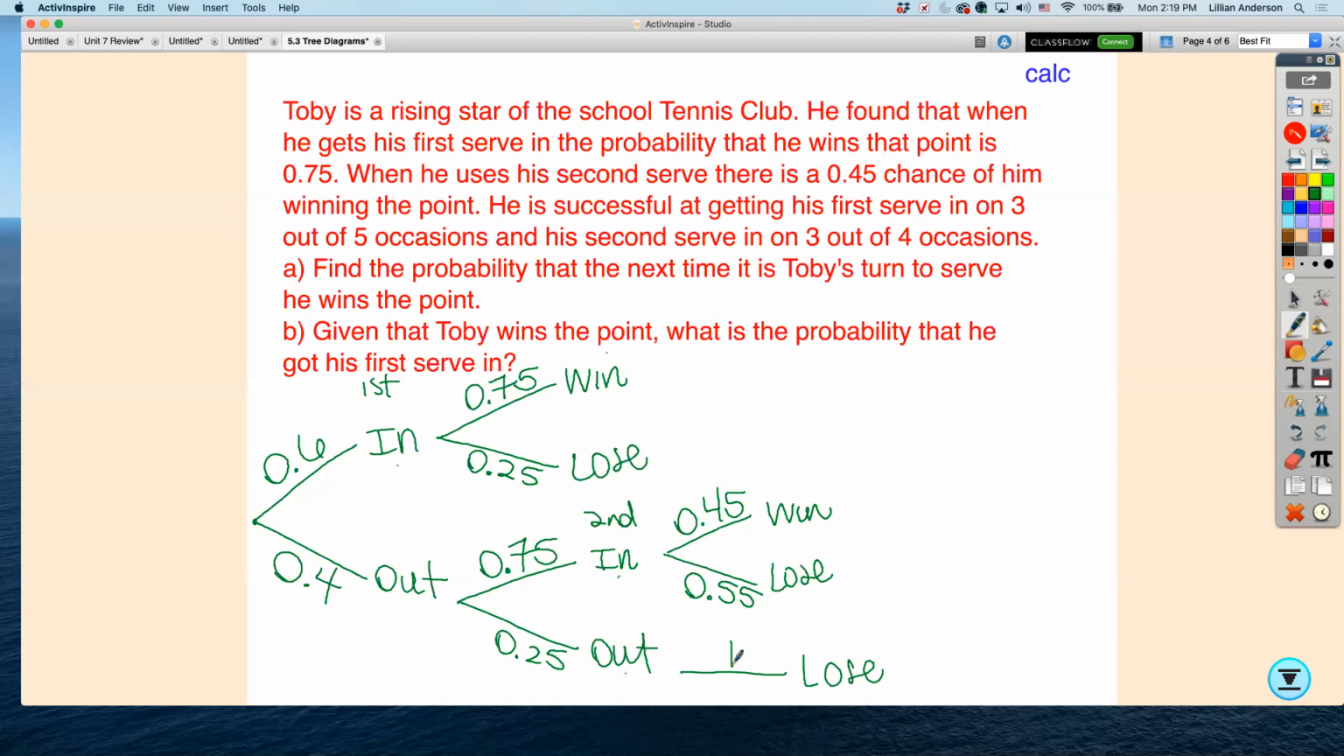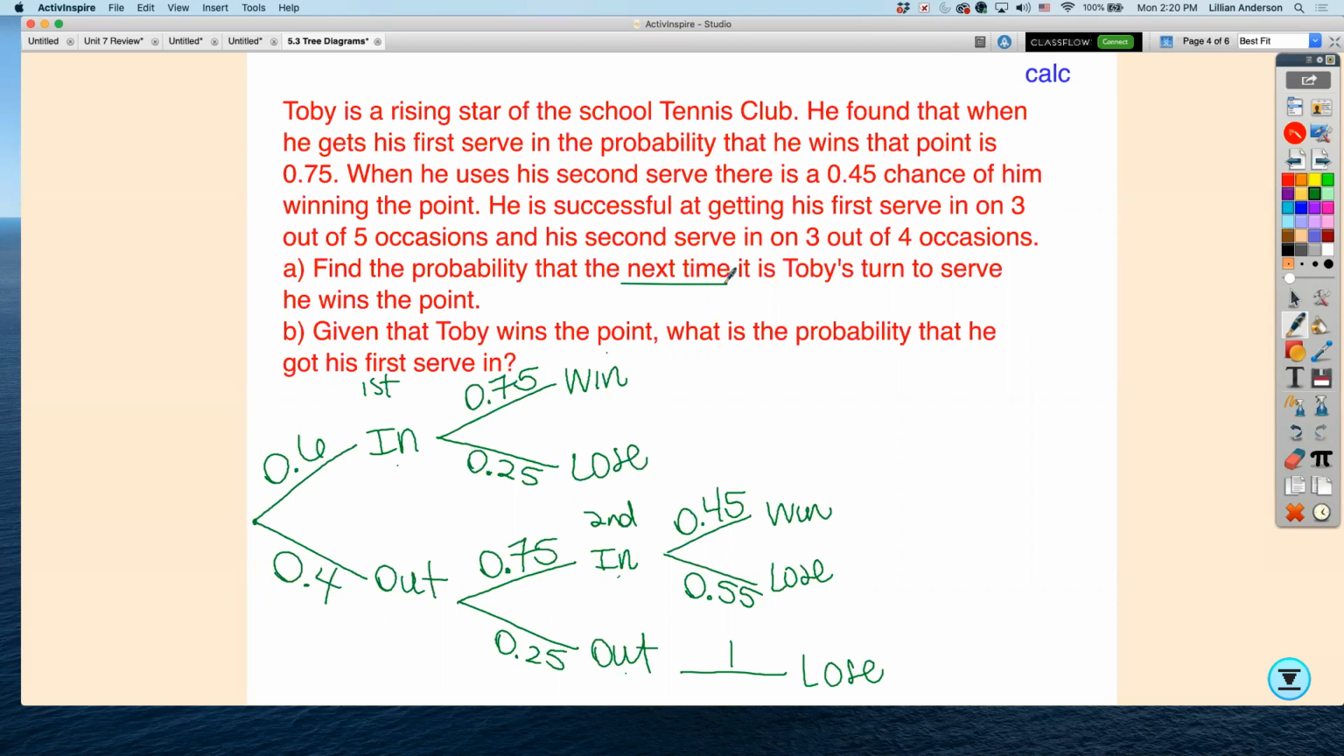Questions on how we set up the tree diagram? Let's find the probability that the next time it is Toby's turn to serve, he wins the point. Don't let this right here throw you off. The next time just literally means like, okay, it's Toby's turn to go. So what's the probability that when it's Toby's turn to serve, he wins the point?